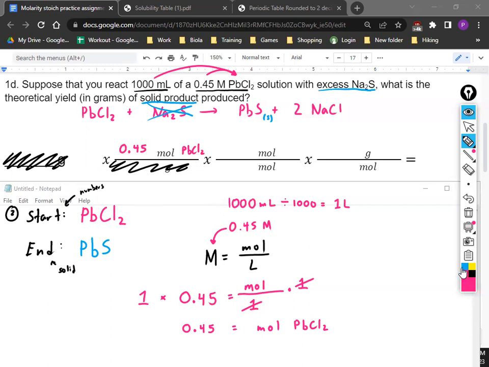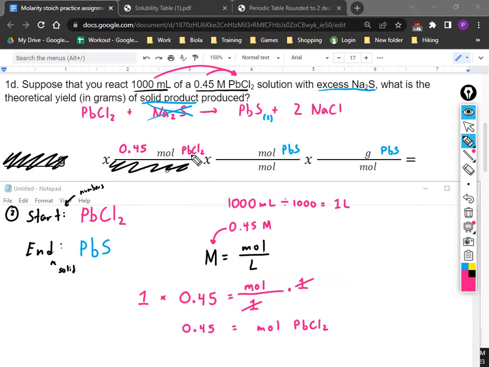Okay, and then the chemical we want to find is PbS. So on the tops of the remaining fractions, we can put PbS. Okay, so we can just kind of autofill from there. We take 0.45 moles of PbCl2, put it right here, and then we put PbS on the remaining two. Okay, so we're almost ready to finish.